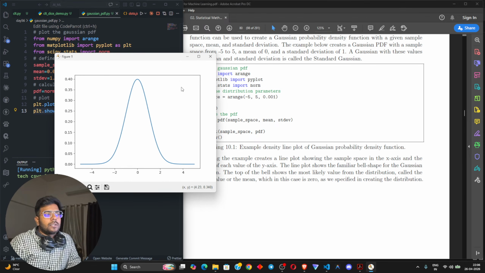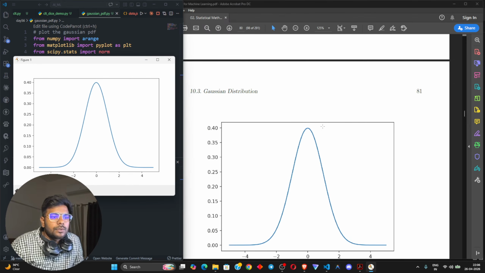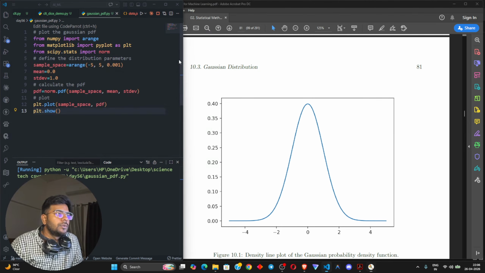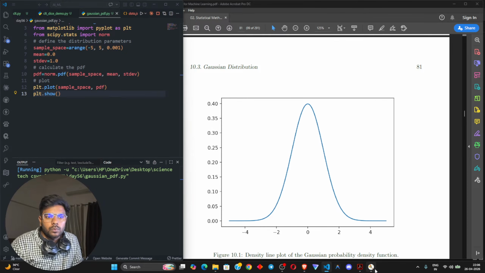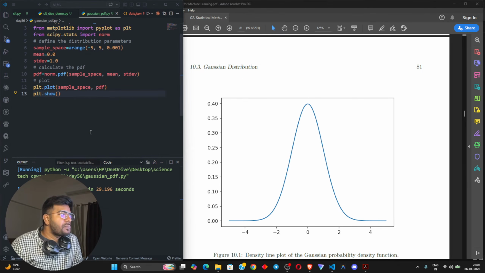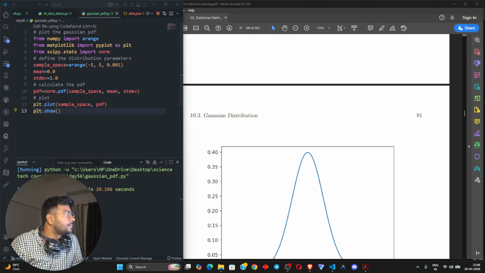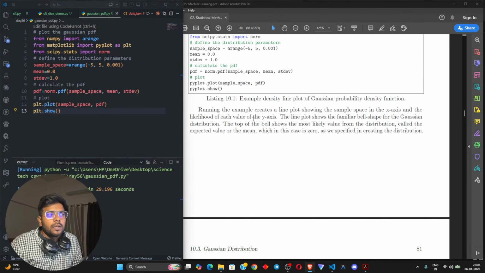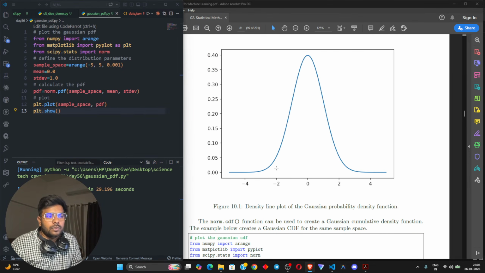ओ भाई, रन कर दिया, ये आ गया गॉसियन डिस्ट्रीब्यूशन, this is the bell. Running the example creates a line plot showing the sample space on the x-axis and the likelihood of each value on the y-axis. The line plot shows the familiar bell shape. कितनी बार करूँ मैं, तो कर चुका हूँ भाई.